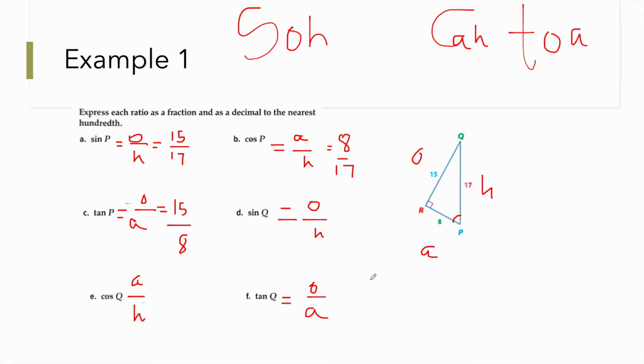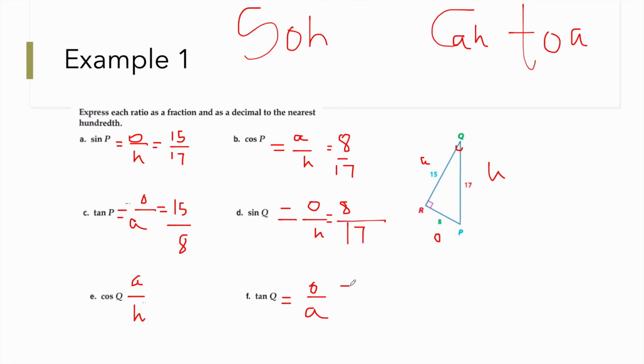Now let's come to Q. When I'm standing at Q, it will change. This will be my O, and this will be my A, and this will still stay H. So now I will come to Q and say, what is the O? It's 8 divided by 17. Can you see that?